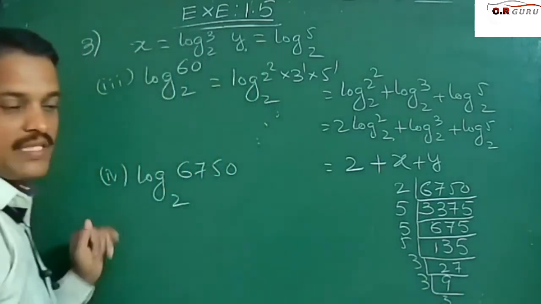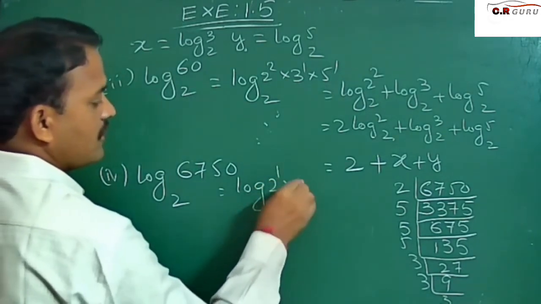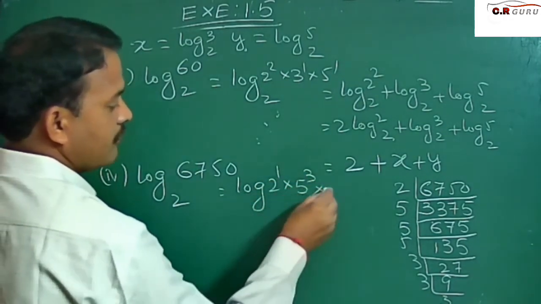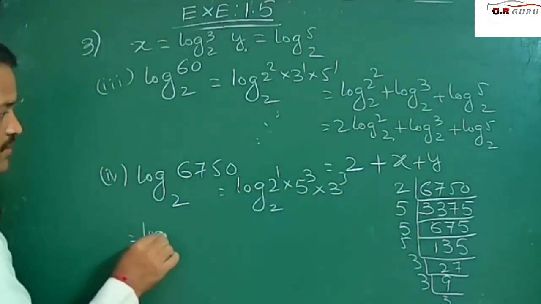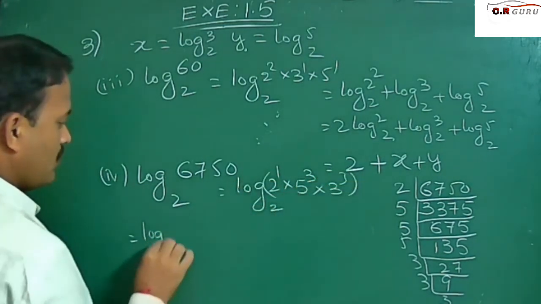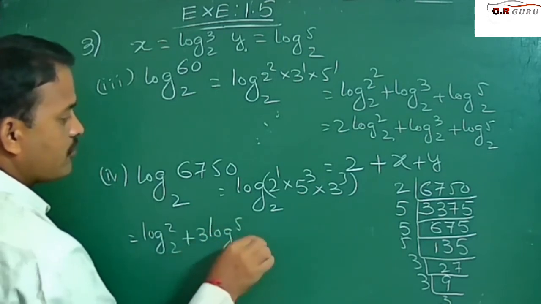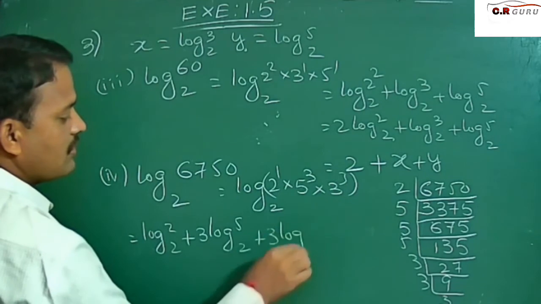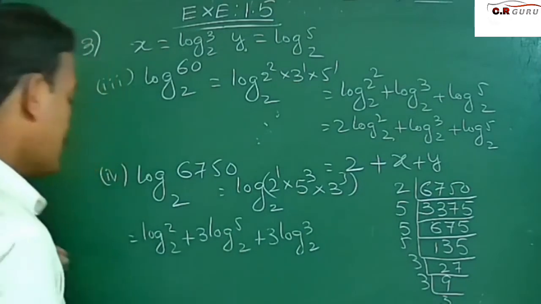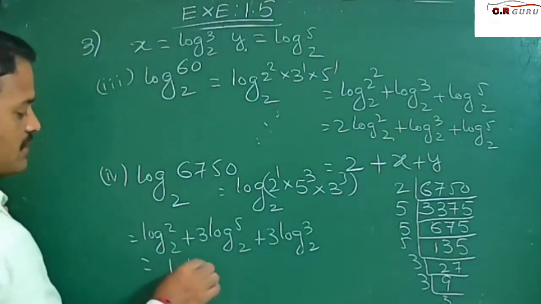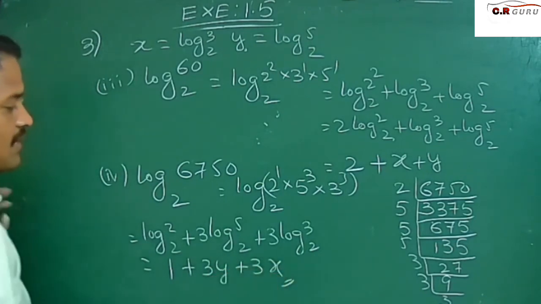Based on this, it can be written as log of 2 power 1 into 5 cube into 3 cube base 2. How will we write this? Using the product formula, log 2 base 2 plus 3 log 5 base 2 plus 3 log 3 base 2. I wrote this step directly. Then that equals 1 plus 3 into y plus 3 into x. So this is the final result.